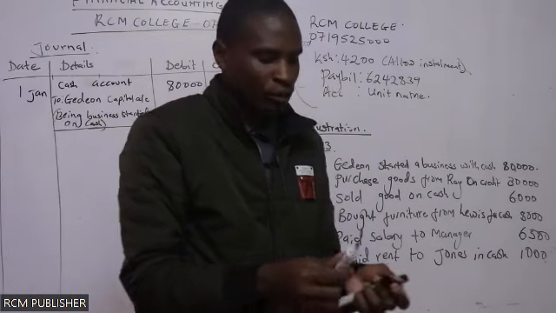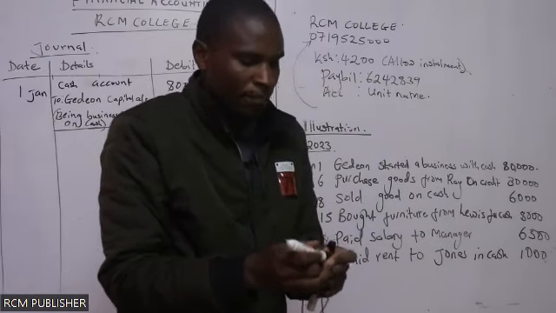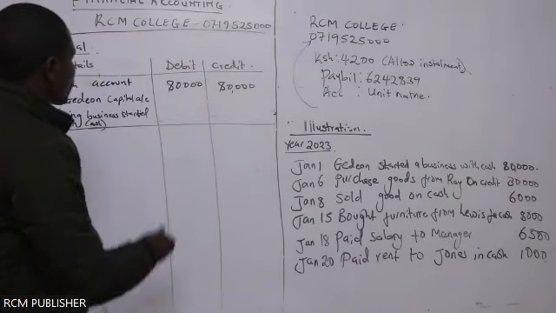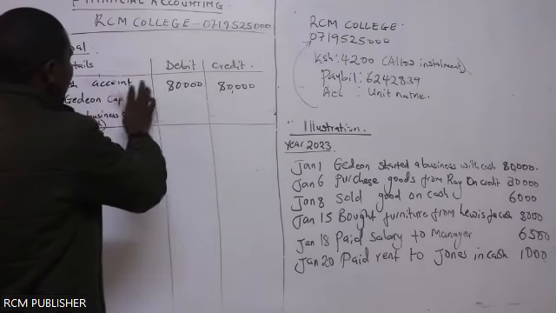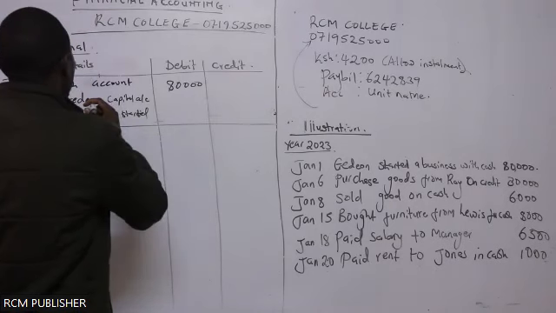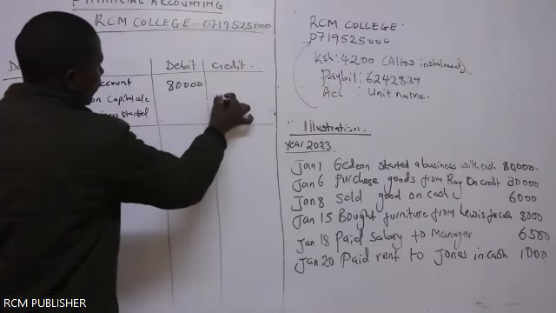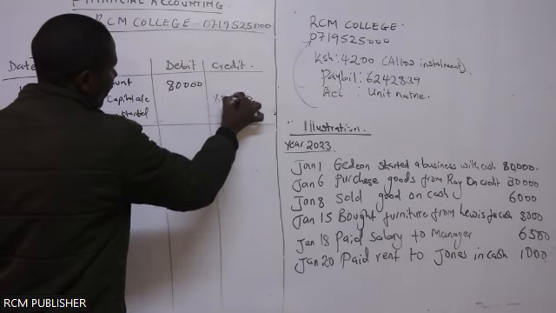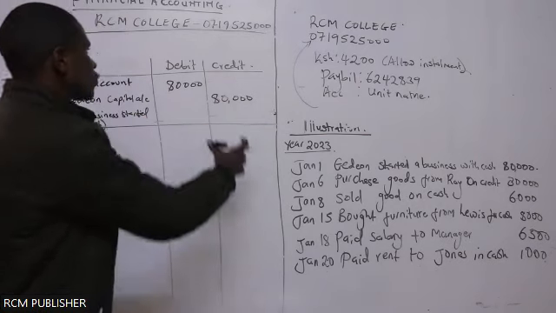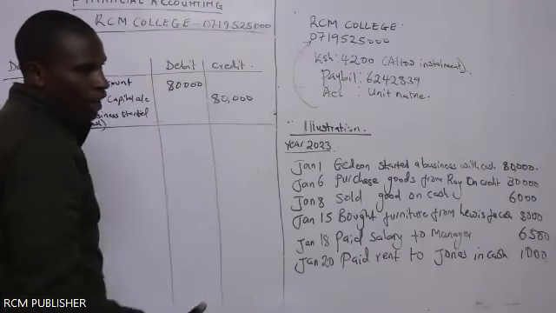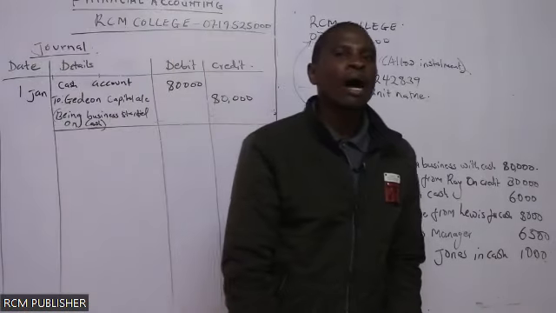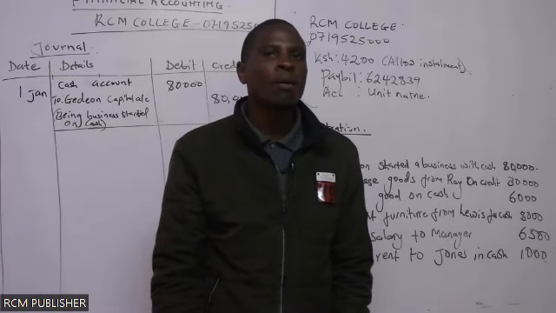So class, I would like to know whether up to this point we are together. We have the cash account, you debit with 80,000, then our Gideon capital account, remember we credit. That money has gone out. Already Gideon has used the 80,000 to start the business. That is why we are saying that now the money has gone out. What will be our next transaction?